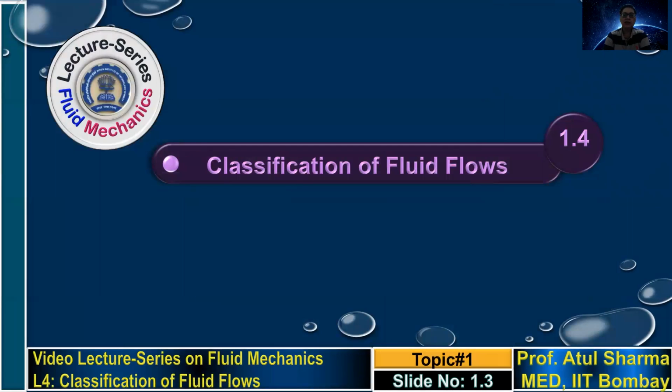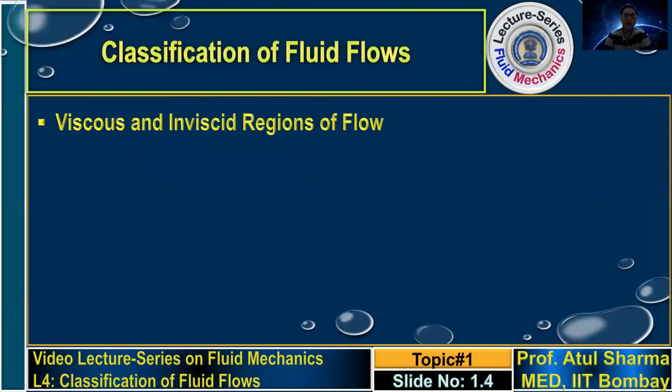In nature as well as for various industrial applications, we find various types of fluid flows. Their classification is presented here. Based on the role of viscous force in a flow region, there are two types of flow regions: viscous flow region and inviscid flow region. More will be discussed a little later.